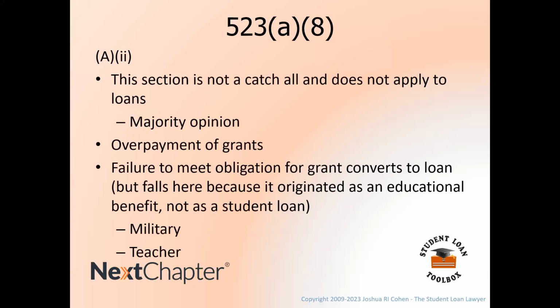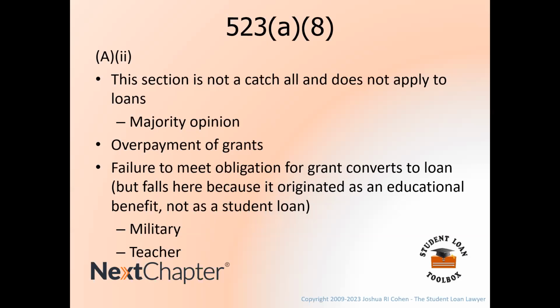(A)(ii), this section is not a catch-all, even though a minority of courts believe it is. It does not apply to loans, even though a minority of courts say it does. The majority says the word loan is missing, therefore (A)(ii) does not apply to loans. It applies to overpayment of grants. The best example is either military grants or teacher grants, where there was an obligation to serve or to teach for a certain amount of time. And if they don't fulfill that obligation, the grant converts into a loan, but it didn't originate as a loan, so it doesn't fit under the other sections of 523(a)(8). It falls under here.